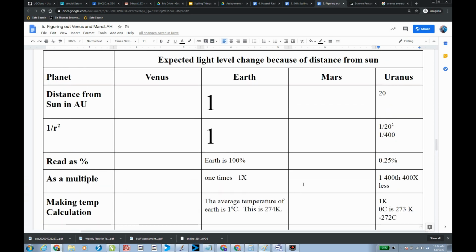So there's the one I just did for Uranus. That's all you have to do for Venus and Mars. Look up the distance from the Sun in AU. Once you get that distance, square it, flip it upside down, and you will get your answer. Then multiply it by 100 as a percent. Whatever this r squared was, if you get 1 over 400, you call it 1/400th. If you get 1 over 3, you call it 3 times less.